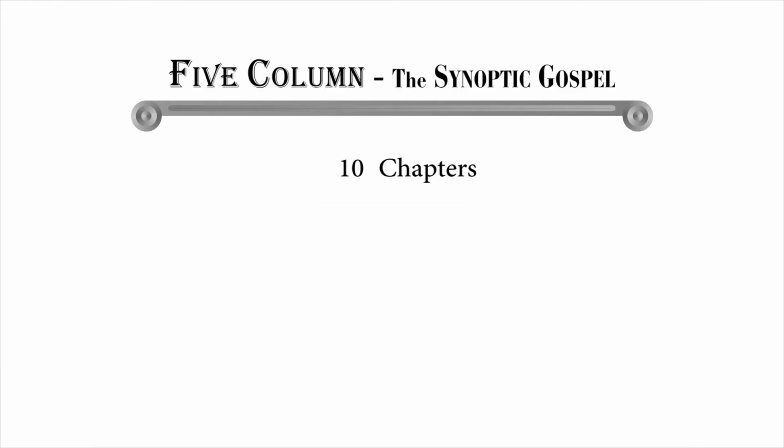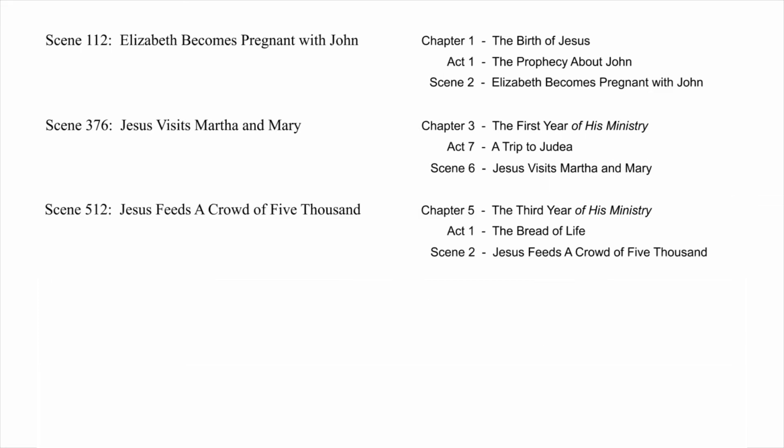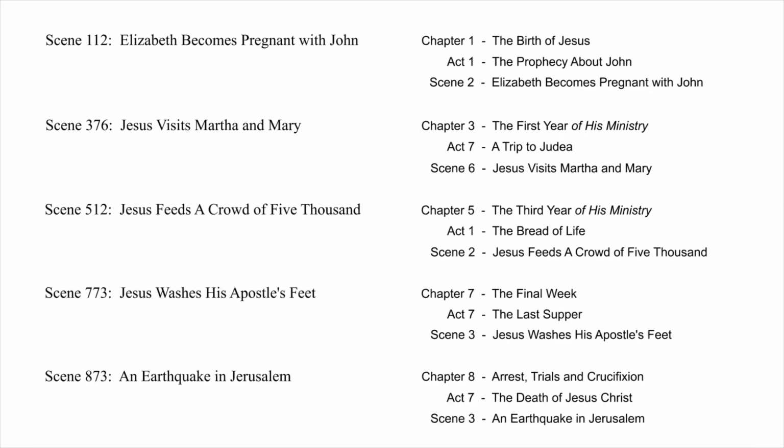In total, the Synoptic Gospel consists of 360 scenes, each of which is designated by a 3-digit scene reference number. And this scene reference number tells you when this event likely happened in relation to all of the other events in the Synoptic Gospel story. For example, Scene 112 is from the 1st chapter, while Scene 873 is from the 8th chapter, and, as there are 9 chapters, this event in the 8th chapter happened close to the end of the Gospel story.